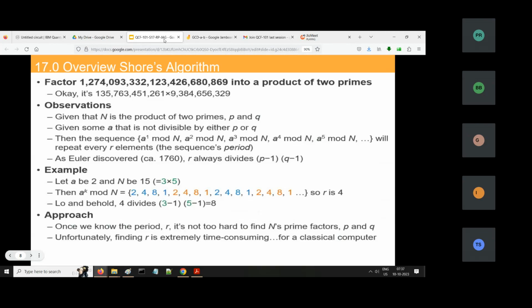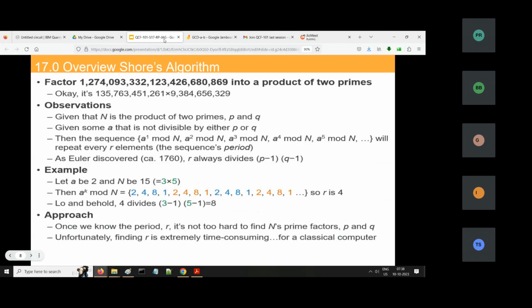Now, what is our goal? Say n is the number 15 and a is 2, the number we chose. So how do we reach 15? The step we are doing is a raised to k. For k equal to 0, 2 to the power 0, you can't divide by 15, so you have 1. Then 2 to the power 1 is 2, 2 to the power 2 is 4, and again you can't divide by 15. 8, again you can't divide. So your remainders are going to be 2, 4, 8.